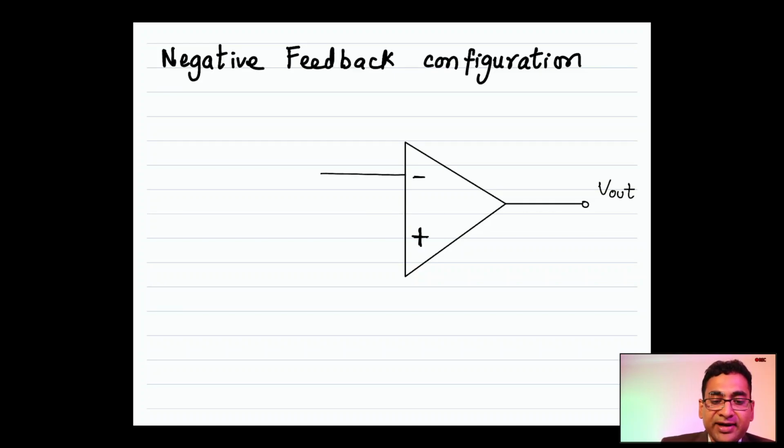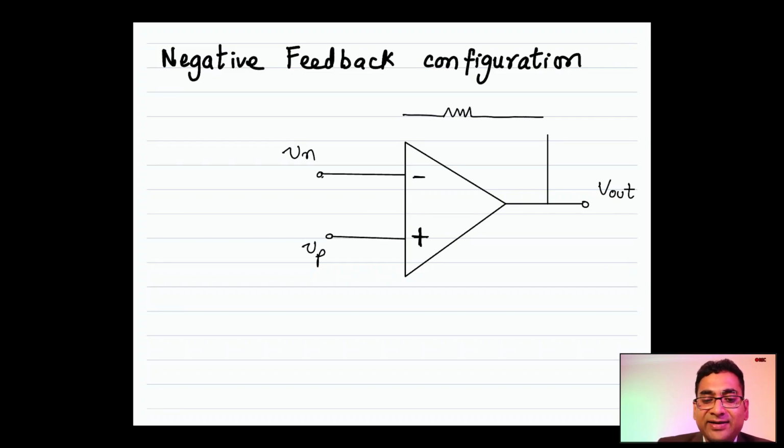The output, then there is your Vn, Vp, okay? Now, what we are going to do is to take the output, okay, and through a resistor tie it back into the input. This makes the operational amplifier very, very versatile, okay.